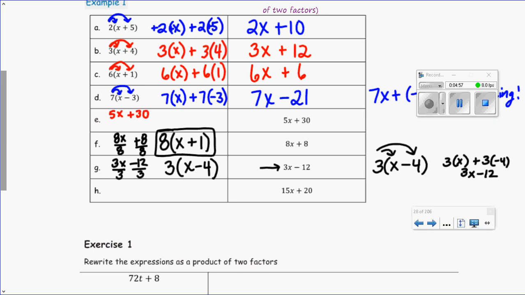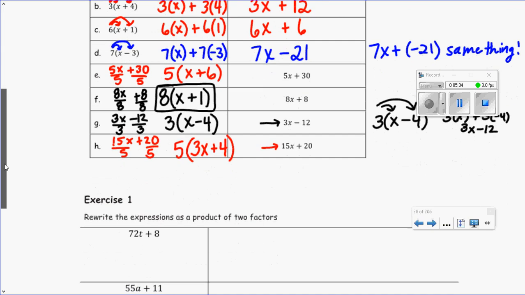Okay, 5 goes into both of them. So 5 is on the outside, and on the inside I'm left with x and a positive 6. Down for letter H, you've got 15x plus 20, and you know that 5 goes into both of those, so 5 is my outside factor, and I'm left with 3x as one of my terms and positive 4 as my other inside term. Okay, hopefully that's not too bad, and like I said, you can always check it and make sure that when you do distribute that 5, you get 15x plus 20, which you do.